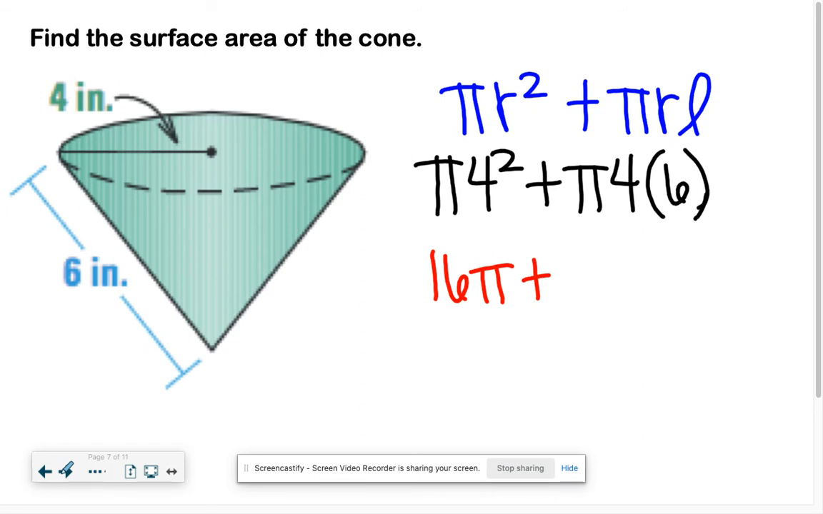4 times 6 would be 24 pi. If I add up my pi's, I should get 40 pi.